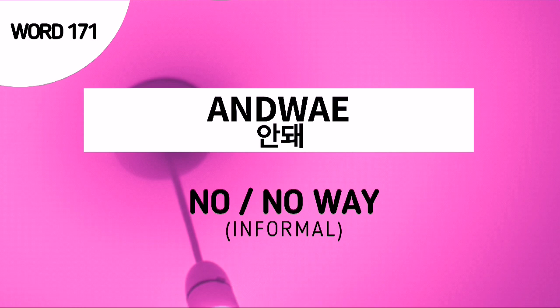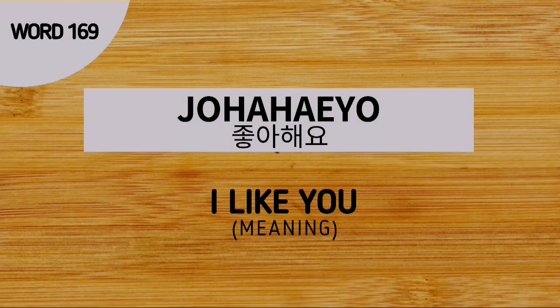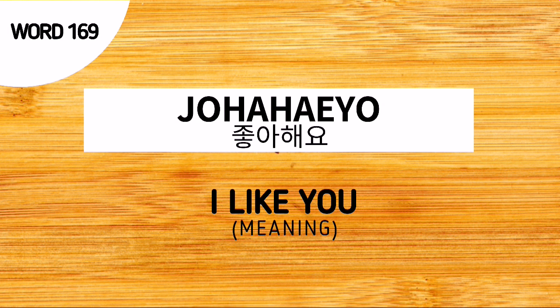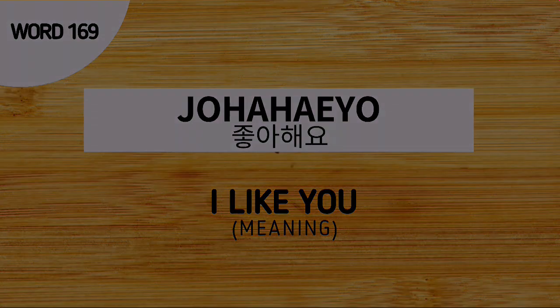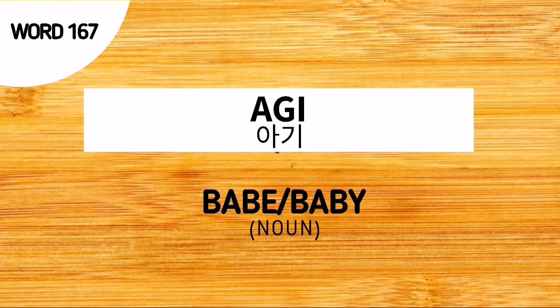Word number 171 is 안 돼, and this is an informal way of saying no or no way. Word number 170 is 콜, which means deal. Word number 169 is 좋아요, which means I like you. Word number 168 is 나도, which means me too. Word number 167 is 아기, and this is the Korean noun for a baby or a young human.